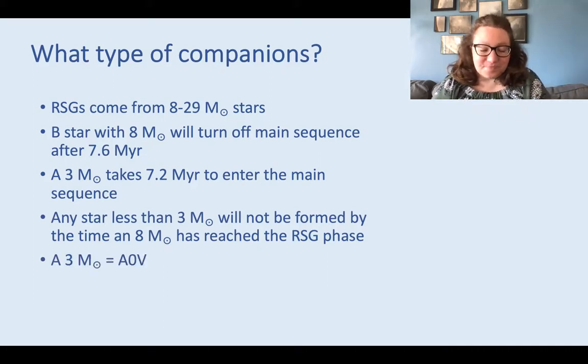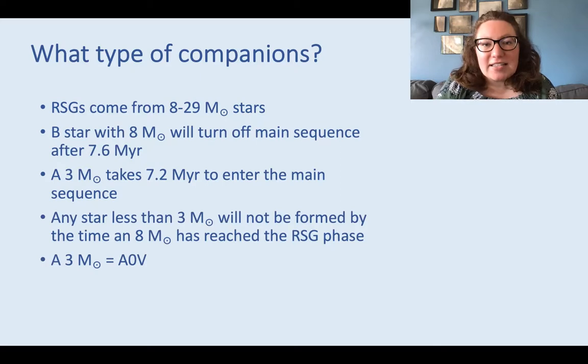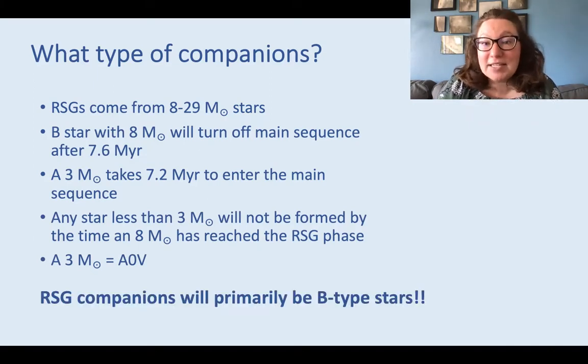A 3 solar mass star is about an A0 dwarf. Any star more massive than this could be the companion to a red supergiant. Any star less massive than this will still be a protostar by the time a red supergiant has formed. Stars more massive than this are generally B-type stars. So this tells us that red supergiant companions will primarily be B-type stars. There might be some O stars in there, but due to their very, very short lifetimes and the initial mass function telling us that fewer of them are produced, generally B stars would be the companions.